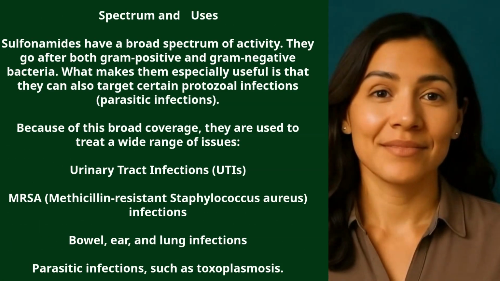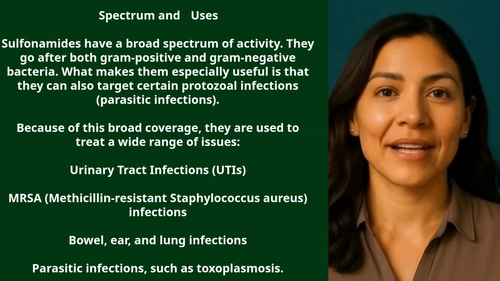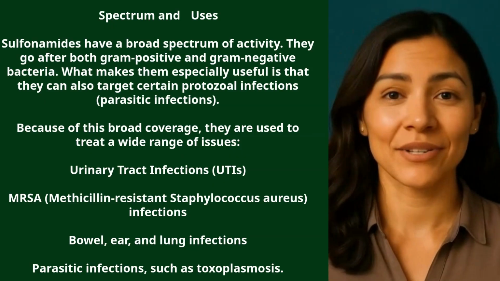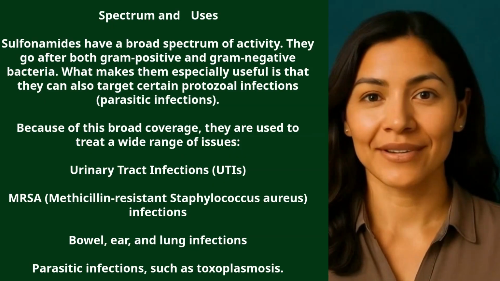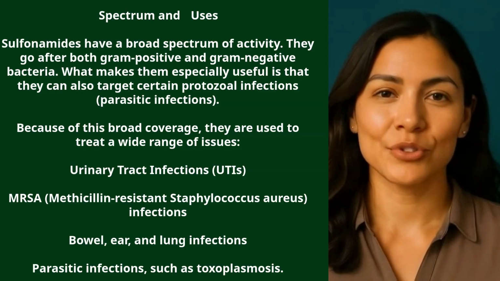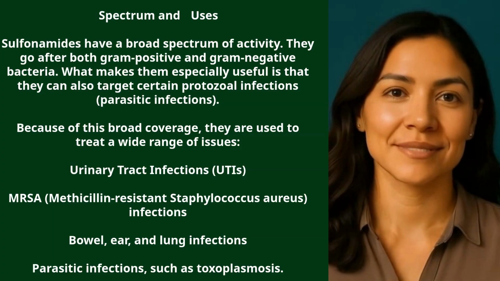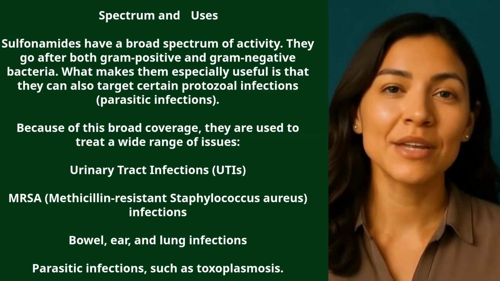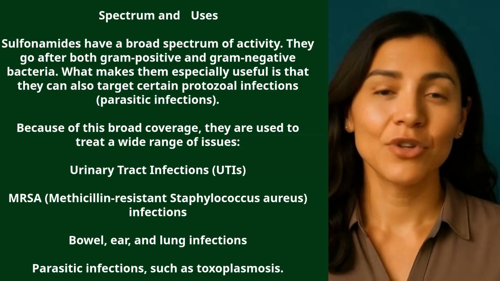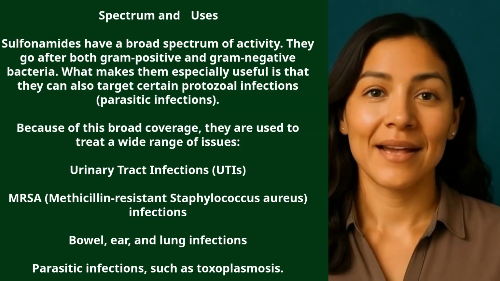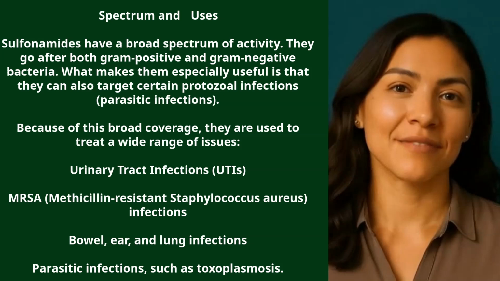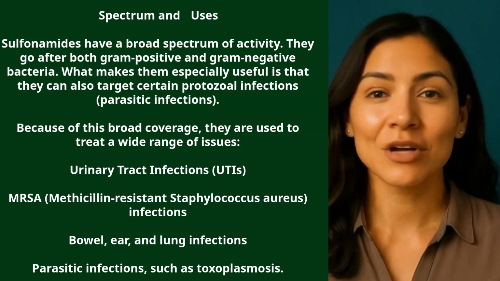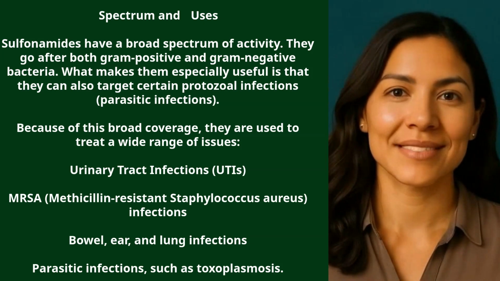Spectrum and uses. Sulfonamides have a broad spectrum of activity. They go after both gram-positive and gram-negative bacteria. What makes them especially useful is that they can also target certain protozoal infections, parasitic infections. Because of this broad coverage, they are used to treat a wide range of issues. Urinary tract infections, MRSA, methicillin-resistant Staphylococcus aureus infections, bowel, ear, and lung infections, parasitic infections such as toxoplasmosis.